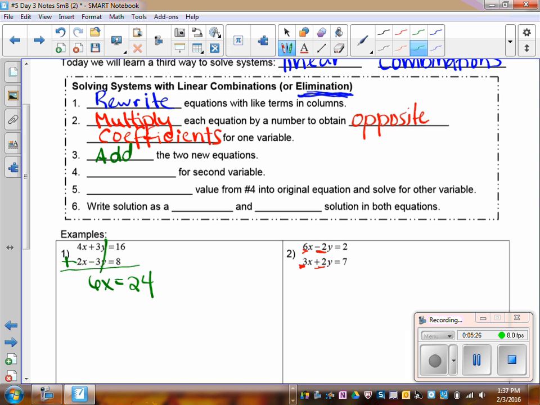Alright, so step 4. After we have added our equations together, anybody know what that blank is? Solve. Good, we solve for the second variable. So I would solve for x here.